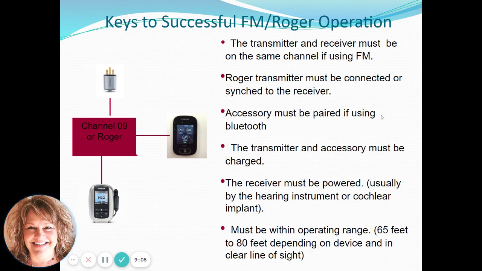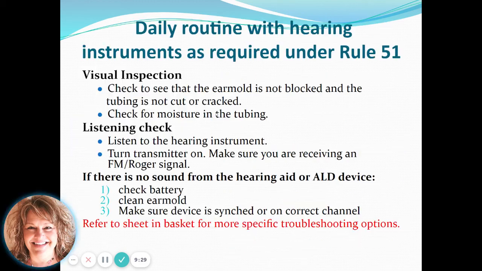Accessories must also be paired if you're using Bluetooth. Transmitter and accessories must be charged, and the receiver must be powered, usually by the hearing instrument or the cochlear implant. So you may have a hearing aid and it runs off of the battery of that hearing aid when you plug the receiver into it. And it must be within operating range, as we said, 65 to 80 feet depending on the device, and in a clear line of sight.